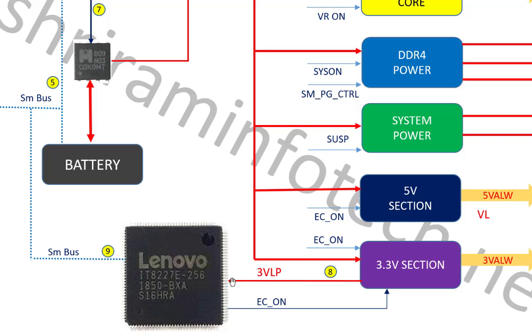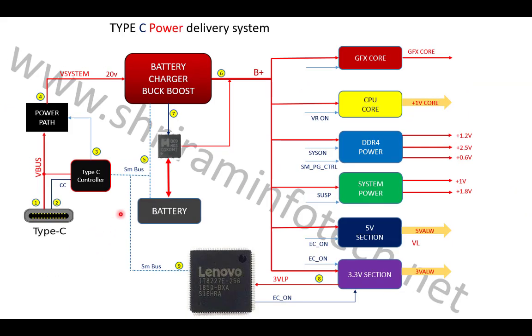Once the SIO gets this 3 volt, it starts communicating with the EC bus and starts functioning, and then it communicates over this SMBus with the Type C controller chip, as well as the buck boost converter as well as the battery. Now if my adapter is missing, suppose we remove the adapter, then it comes to know that the CC line is 0, there's no communication.